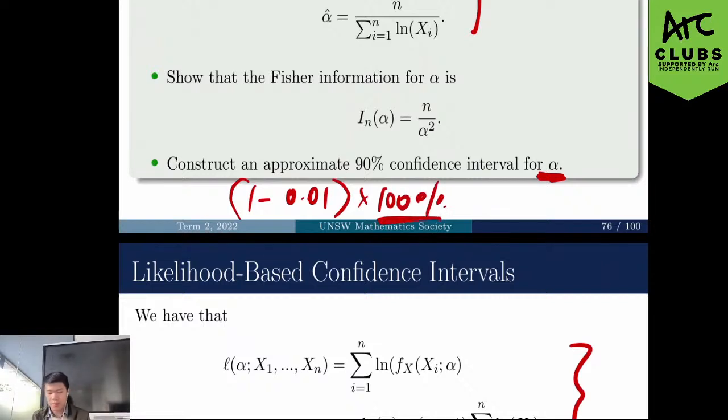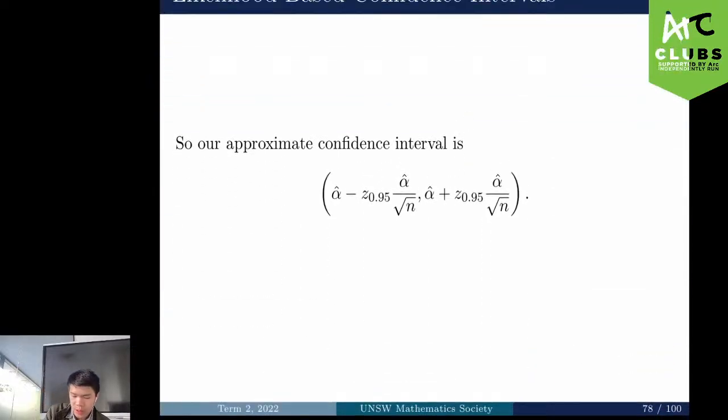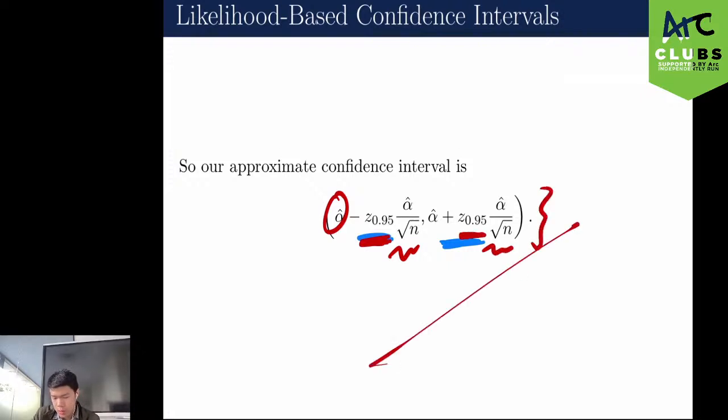Right, so that means that our alpha from before is equal to 0.1. I'm sorry, it's not equal to 0.01, it's equal to 0.1, because it's 90%. That means that we need 0.05 on the other side. So our approximate confidence interval is equal to this: the estimator minus the standard error times this quantile, plus the standard error times this quantile. Okay? And this is called a Wald confidence interval.